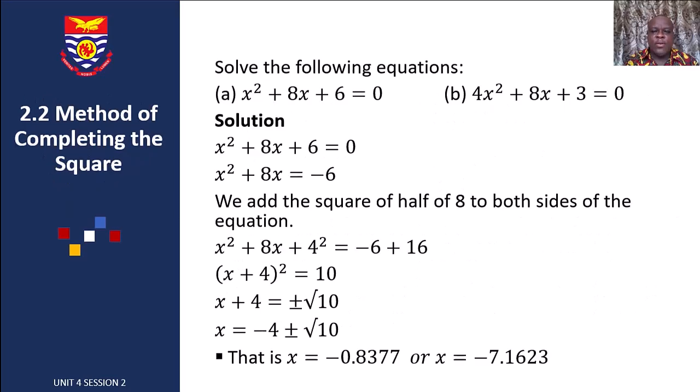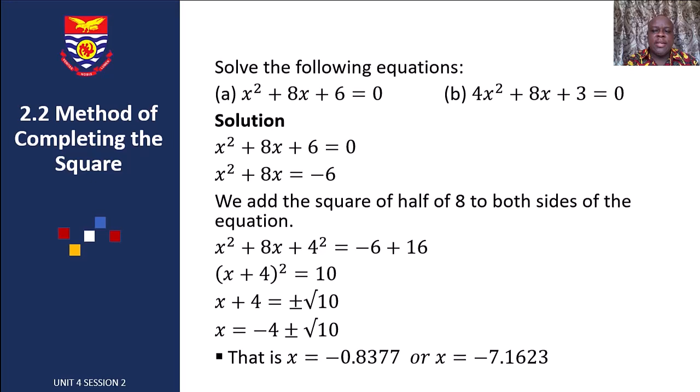We looked at how to solve quadratic equations using method of factorization. We will continue to solve quadratic equations using another method we call method of completing the square. Now let's take an example to illustrate this method. The first one, x squared plus 8x plus 6 is equal to 0.